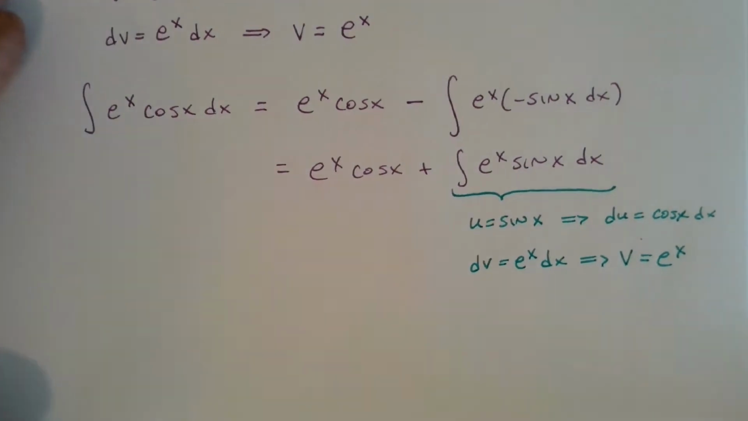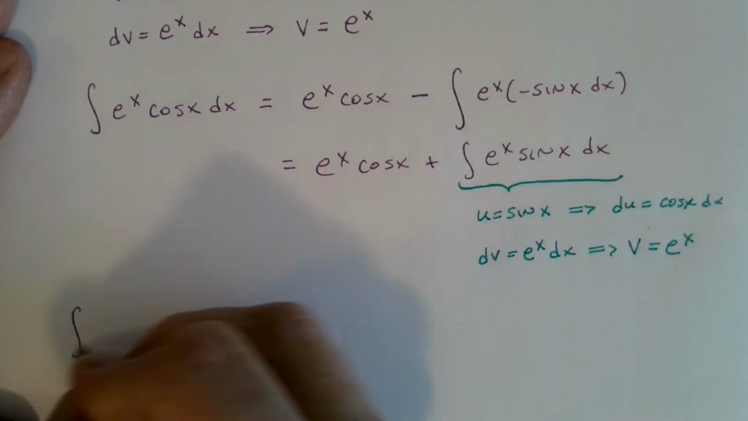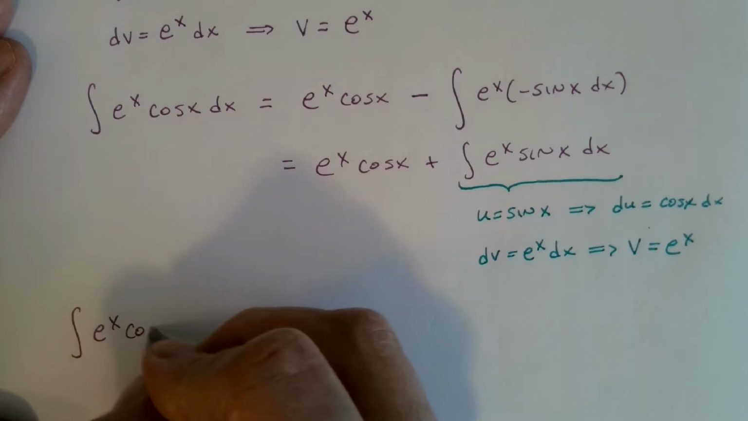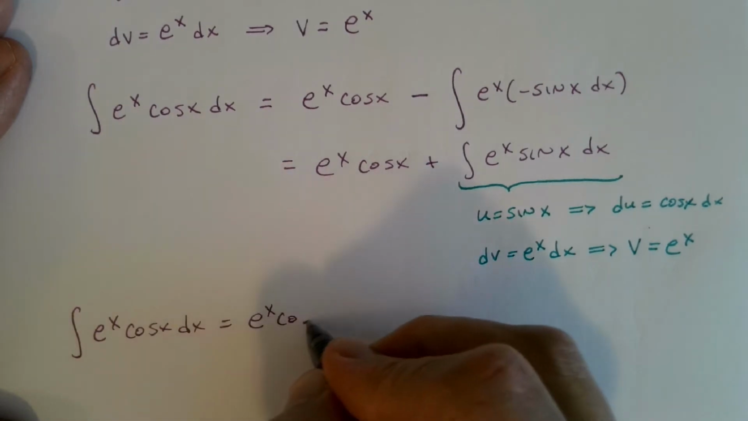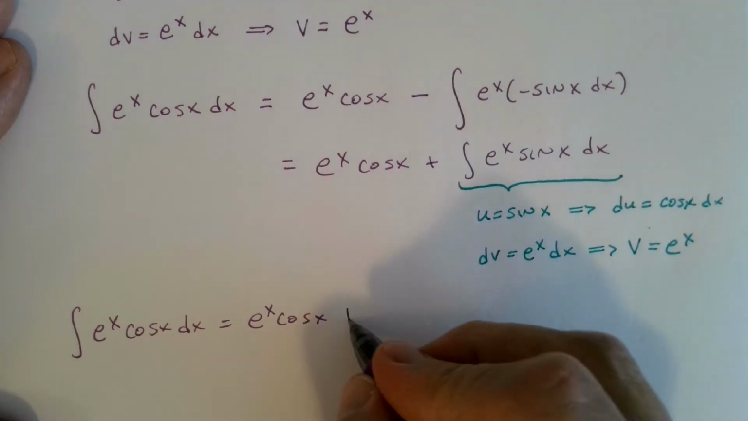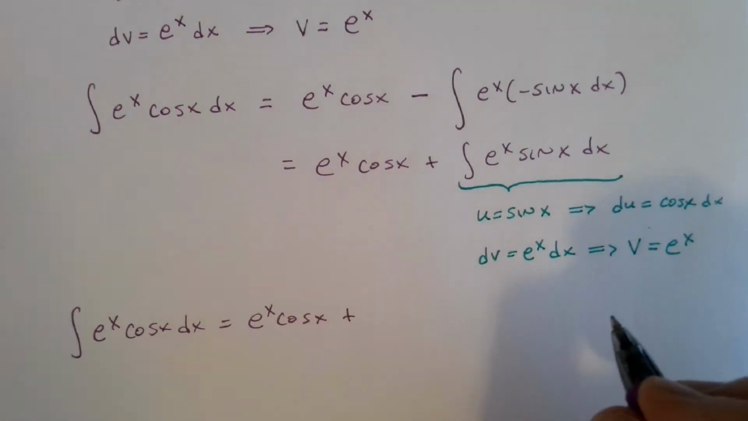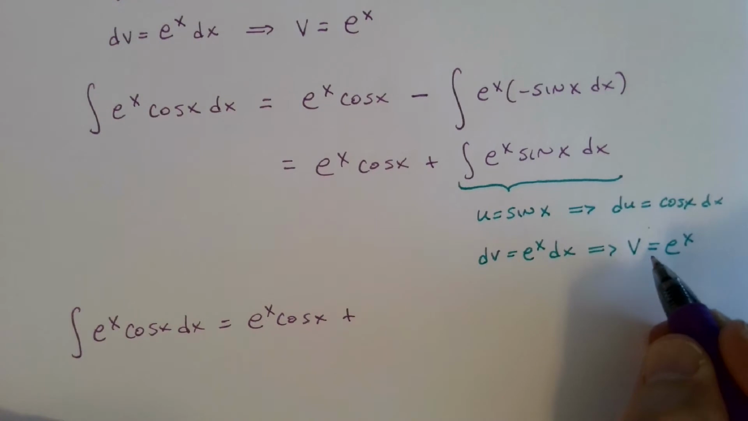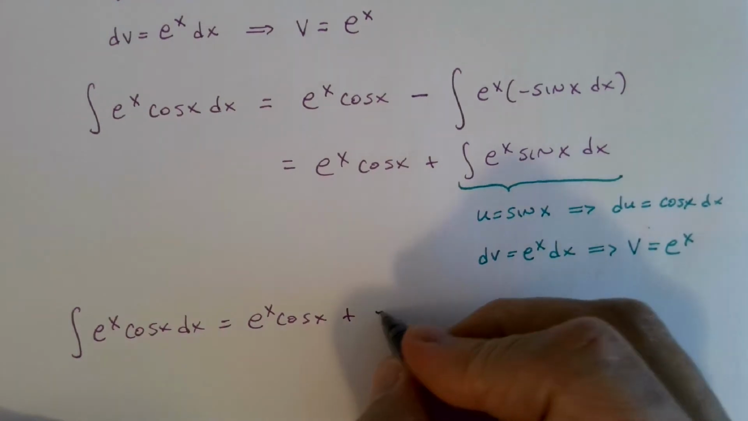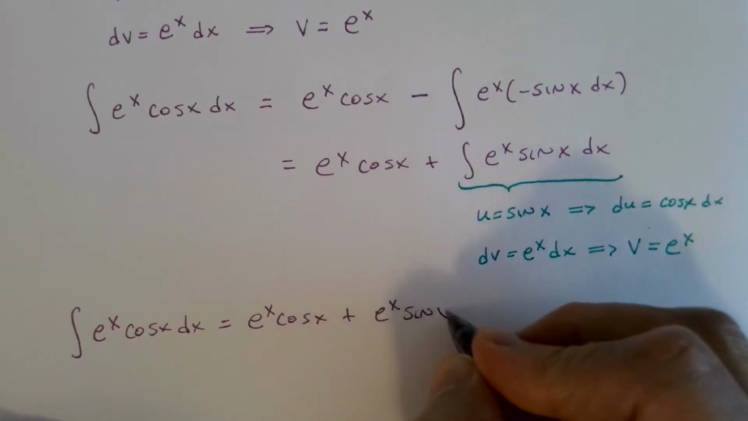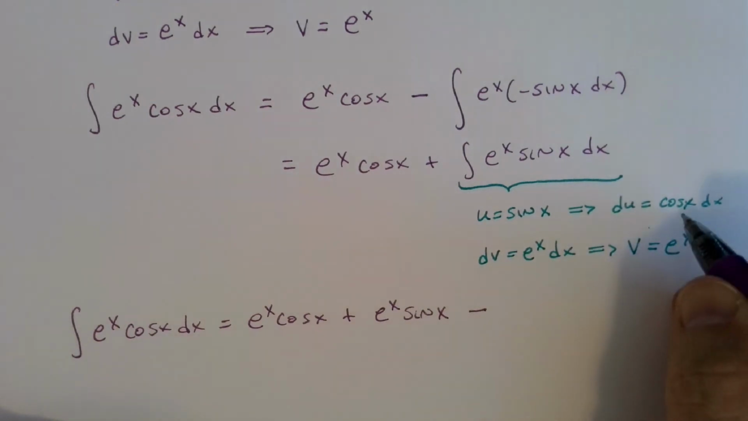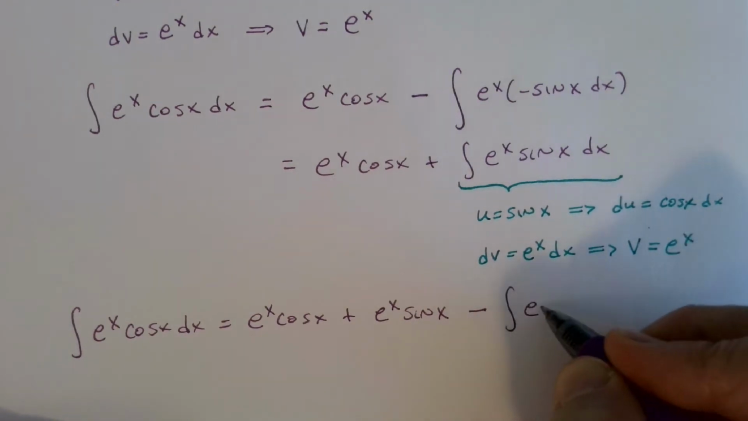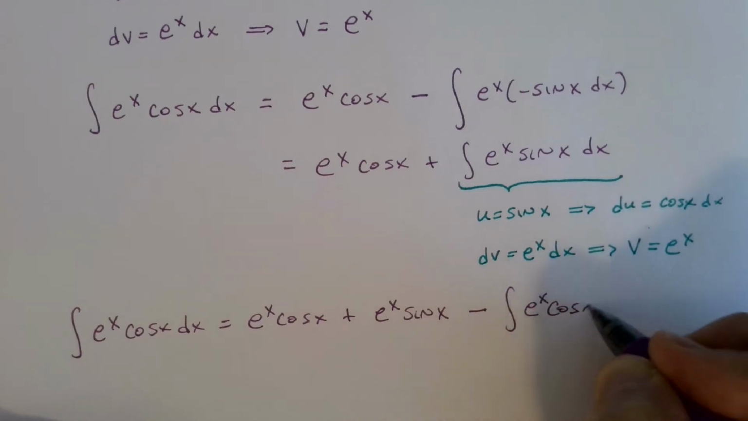And so I'm going to write this from the beginning. The original integral, e to the x cosine x dx, is equal to e to the x cosine of x, so don't forget that part, plus, and then I have uv, so sine x times e to the x is e to the x sine of x, minus the integral v du, e to the x cosine of x, so just the integral of e to the x cosine of x dx.